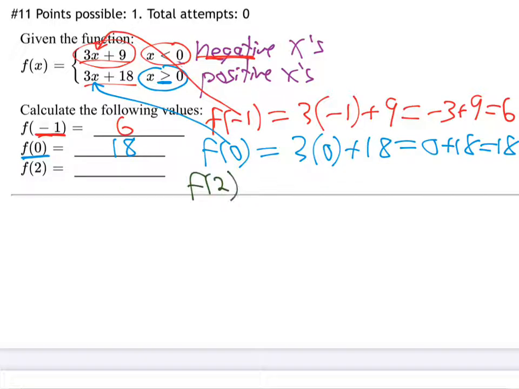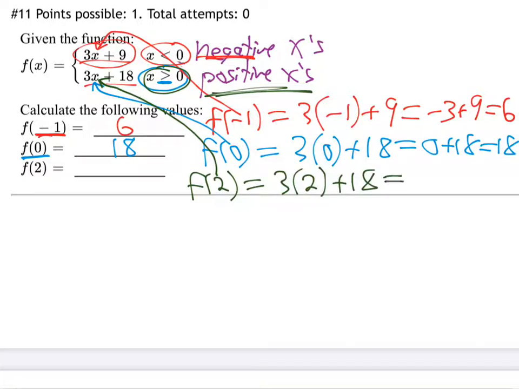And finally, third one, f of 2. So we're going to plug f of 2 into this weird two-piece toaster. So top piece or bottom piece, where's the 2 going to go? Bottom, because it's positive, right? It's greater than or equal to 0. So I'm going to plug the 2 in right there. 3 times 2 plus 18, is that 6 plus 18, is that 24? Yeah, so it's all about which piece you plug into depending on your x value.